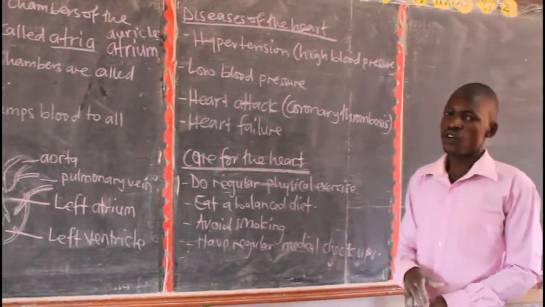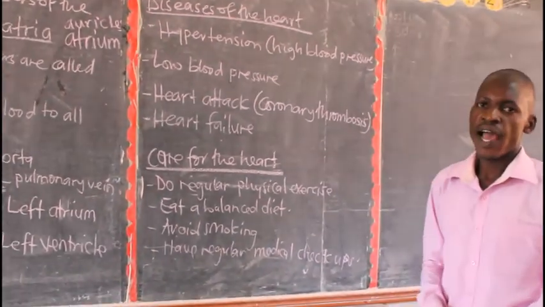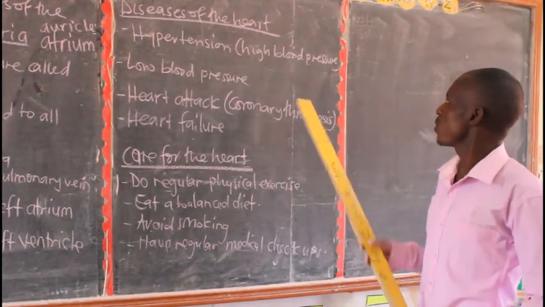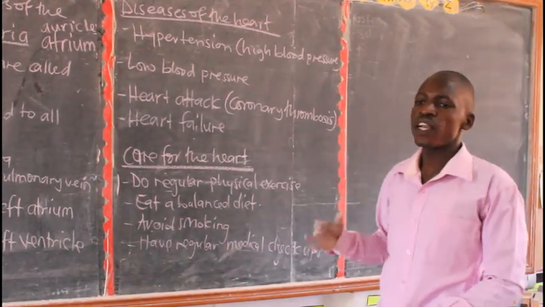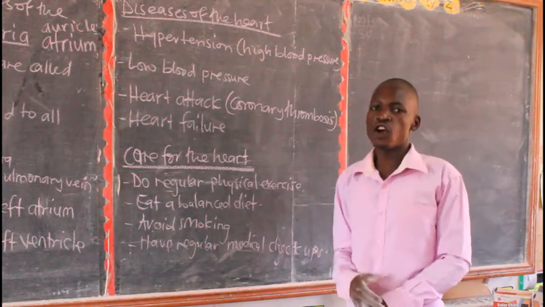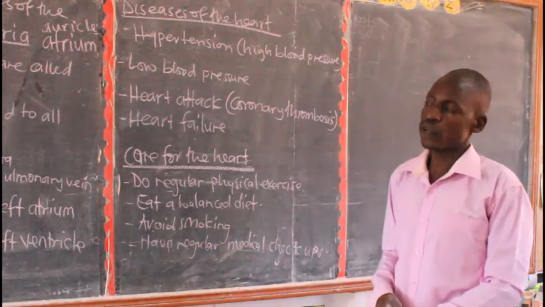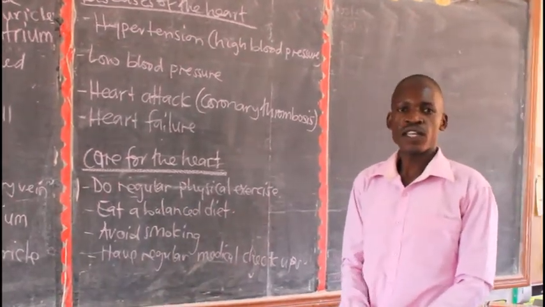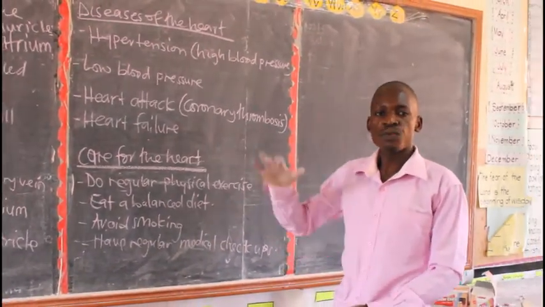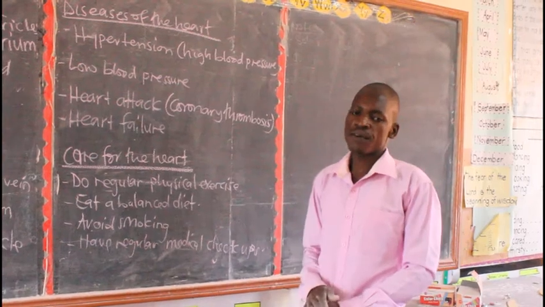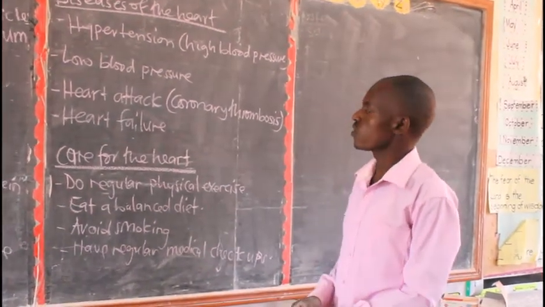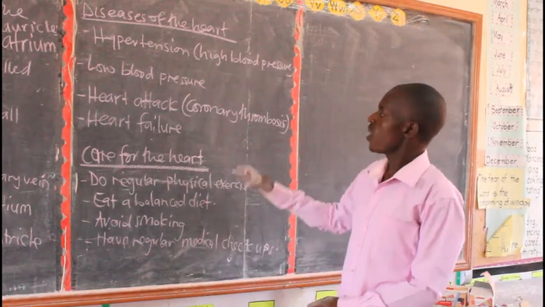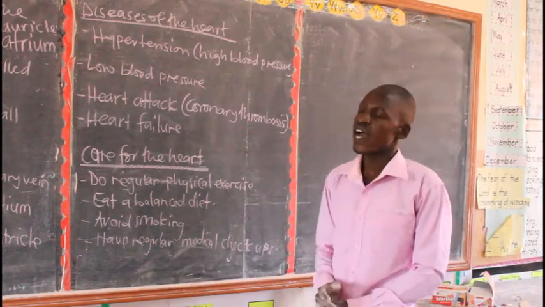One, we have a disease called hypertension. Hypertension means high blood pressure. When the pressure of the blood goes beyond normal, you develop hypertension. Then we have low blood pressure. When the pressure of the blood goes below the normal level, you get a disease called low blood pressure. Then we have another disease of the heart called heart attack.